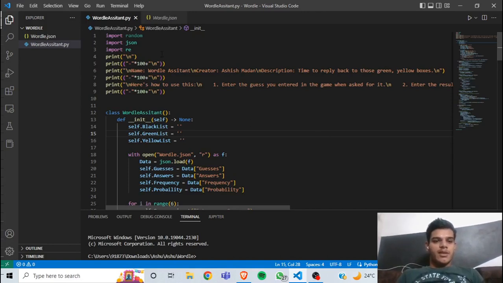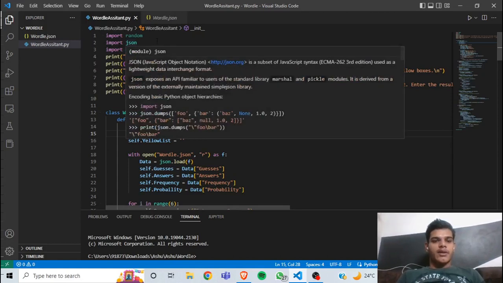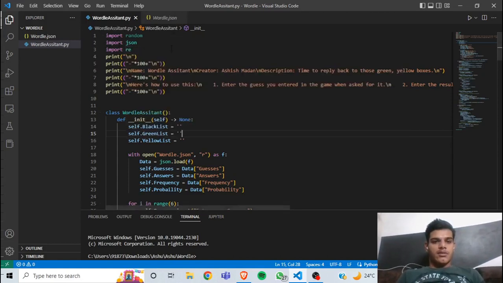So it is basically a code, and in this we have imported a random file, a JSON file, and a RE file. And there are some print functions which describe the project briefly, and give the user information about the project, like which color we have to choose, and if a color is given, which symbol we have to use.